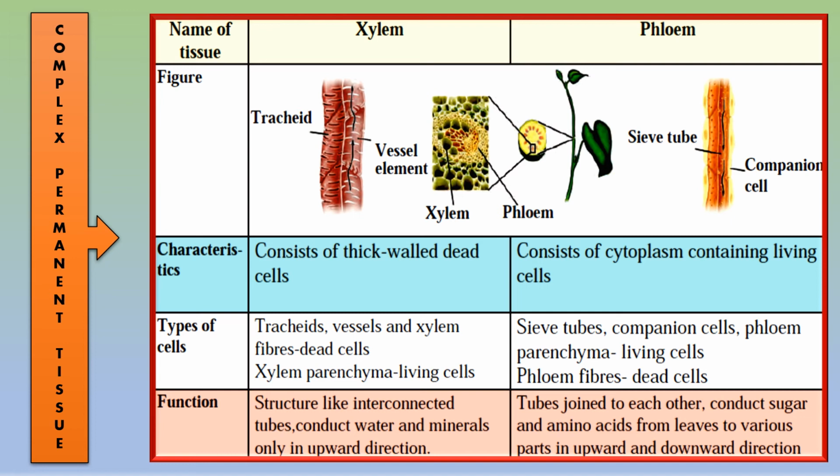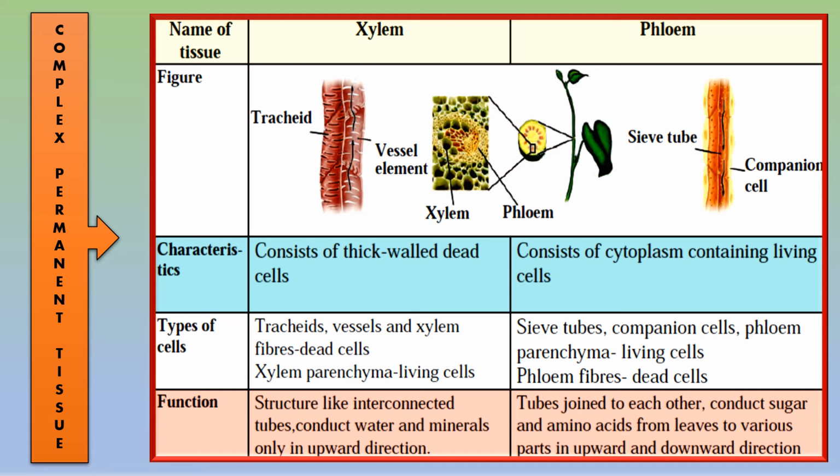The function of the xylem is a structure like interconnected tubes, like if you take one tube and put it into the other, to conduct water and minerals only in the upward direction, from the root going upwards. Whereas phloem is also tubes joined to each other, and they conduct sugar and amino acids from the leaves where it is prepared, where photosynthesis takes place. So from there, these tubes called the phloem conduct this sugar and amino acids to various parts of the plant in the upward as well as the downward direction.